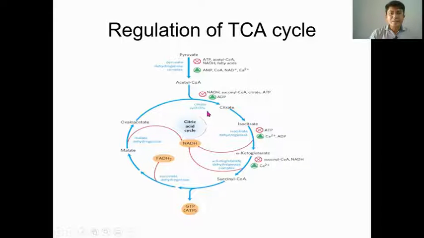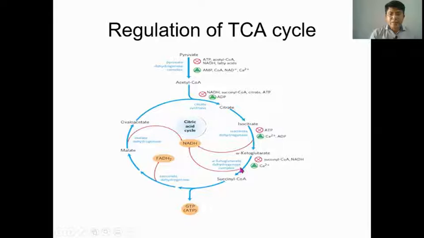Citrate synthase is also subjected to regulation. It is inhibited by NADH, succinyl-CoA, and citrate or ATP. Whereas ADP is a positive regulator of citrate synthase activity. Isocitrate dehydrogenase is inhibited by ATP, whereas it is activated by calcium ions and ADP.